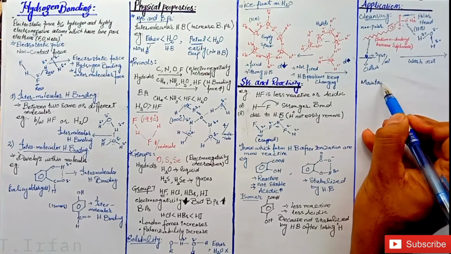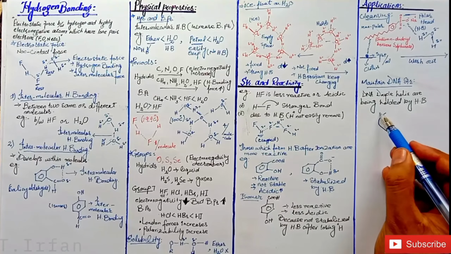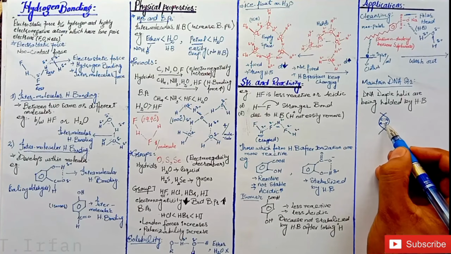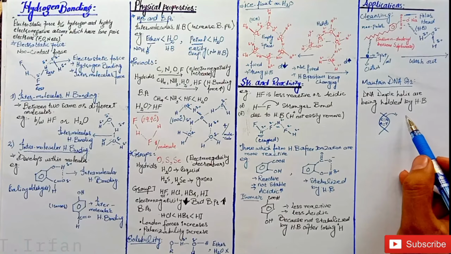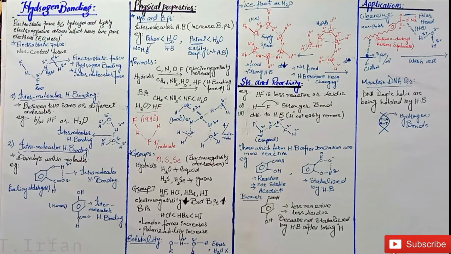Hydrogen bonding also plays a role in maintaining the structure of deoxyribonucleic acid. Deoxyribonucleic acid has two strands or spiral chains which are held by hydrogen bonding. Actually, these two strands have nitrogenous bases, which are cytosine, guanine, adenine, and thymine. Cytosine and guanine form triple hydrogen bonds. Adenine and thymine form double hydrogen bonds. These hydrogen bonds hold together the spiral chains of deoxyribonucleic acid.